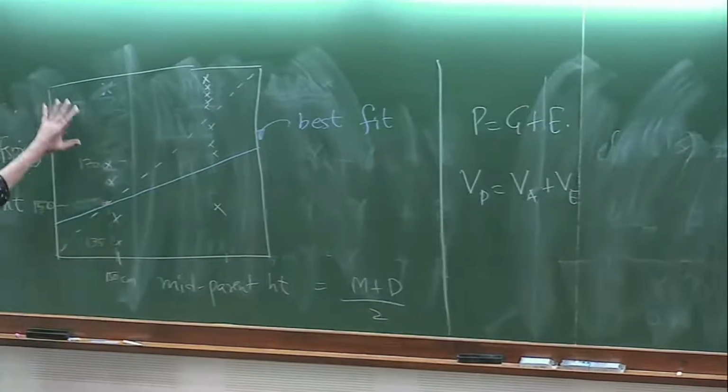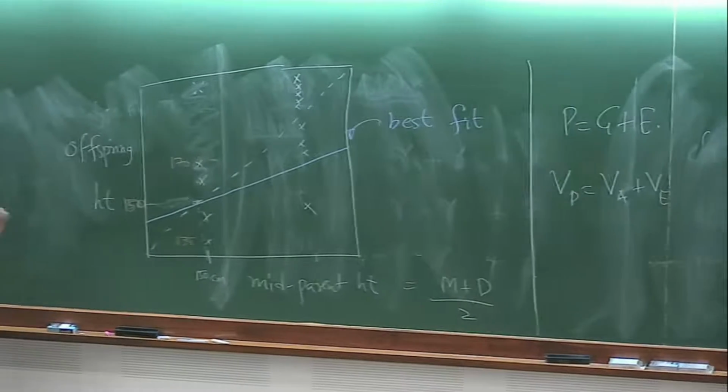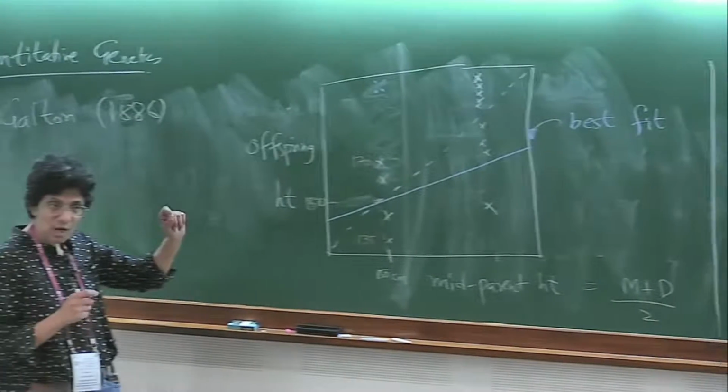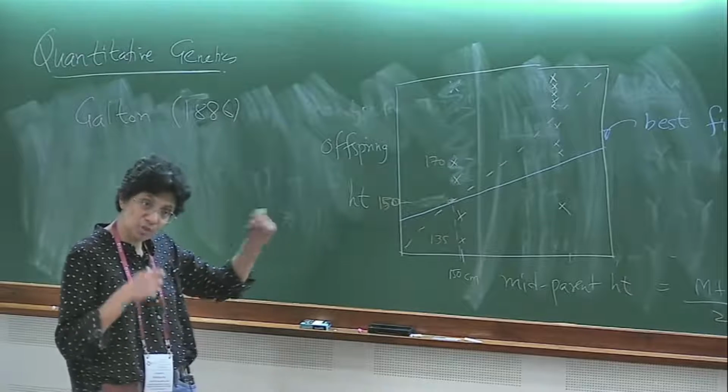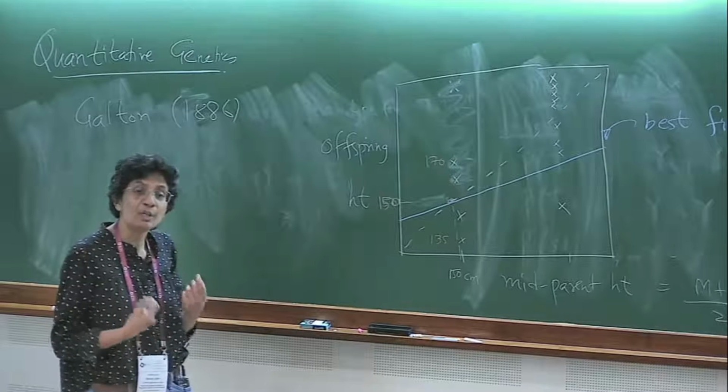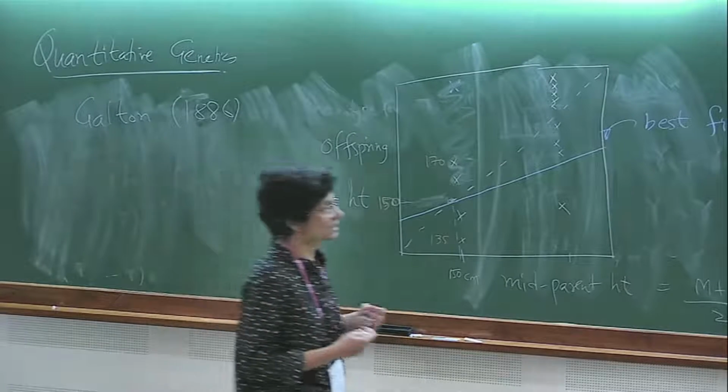But if I want to explain this kind of data, which is between two generations, it's not about a variance in a generation, it's between two different generations. Then what you need to calculate is something called covariance.